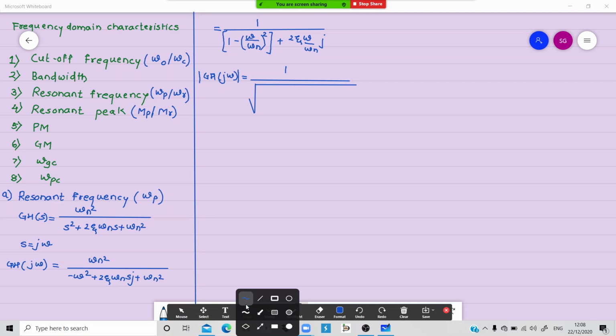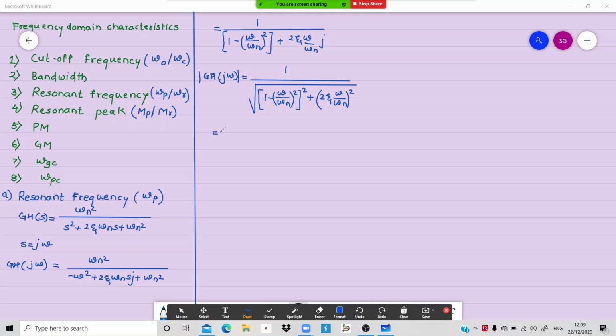Yeah, see, square of this and square of this, and the addition of that under root will give you the magnitude. Because this is in the denominator, it is going to be 1 minus omega upon omega n, bracket square, right, and square of this plus 2 zeta omega upon omega n, bracket square, correct, and root of that.